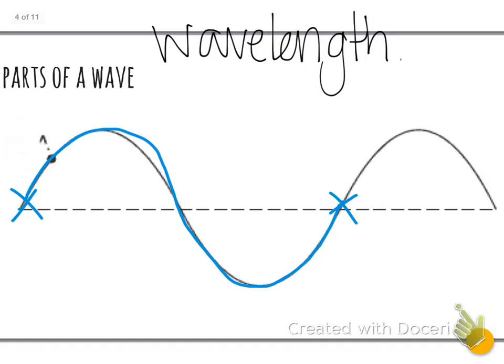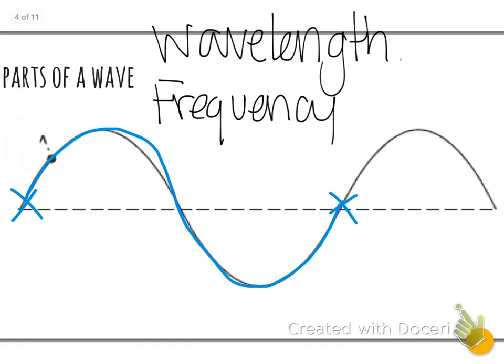And then we have the last thing, which is frequency, and we will be going a lot more into this one as well. The frequency is the number of waves in a given time. So usually we look at per second, the number of waves that we will see per second. So that would be how many times do I go through this motion per 1 second.